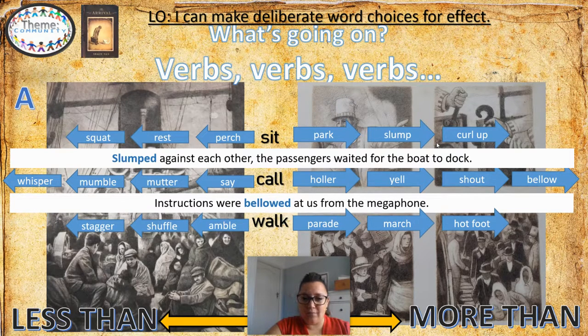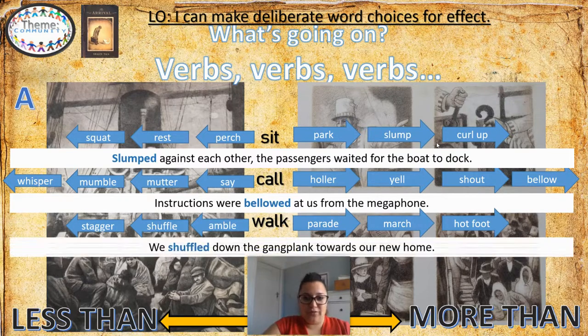Ooh, I wonder how many of you chose a less than word. Did any of you choose a more than word? Okay, let's see what I've gone with. We shuffled down the gangplank towards our new home. I've gone with shuffled, so it's less than.